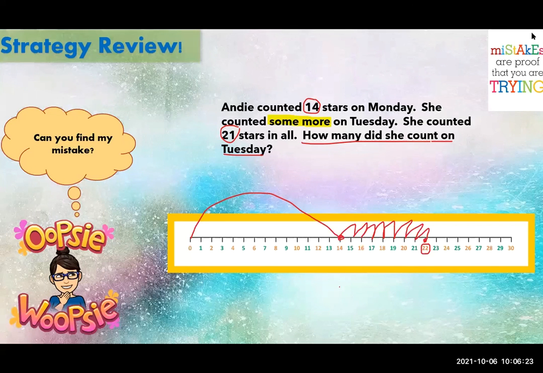Let's move on. Anybody know what my boo-boo is? Let's see if you can figure out my boo-boo. I made a mistake. I'm going to read it to you. Andy counted 14 stars on Monday. She looked up in the sky and counted 14. Then she counted some more. She counted 21 stars in all. How many did she count on Tuesday? You remember the some more? That's our missing addend. Michael, what mistake did I make?